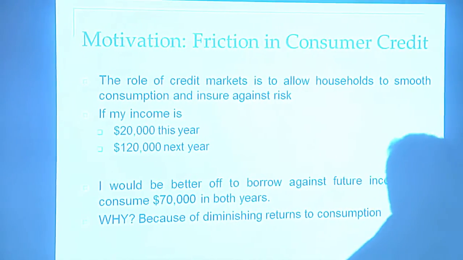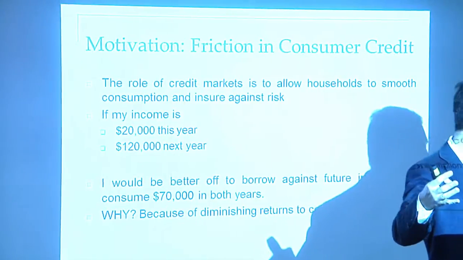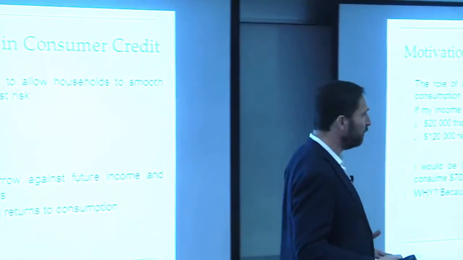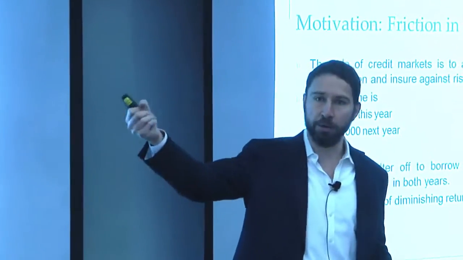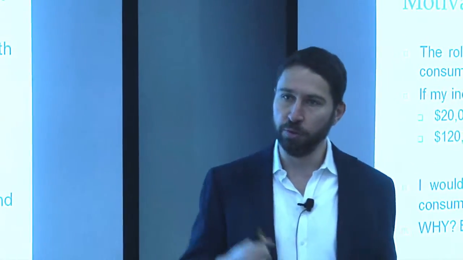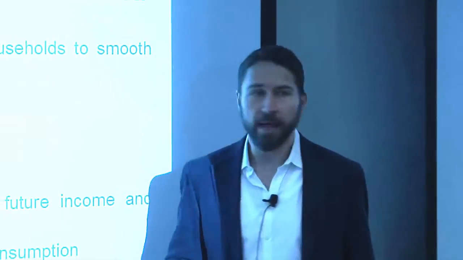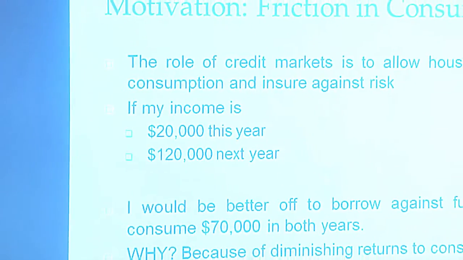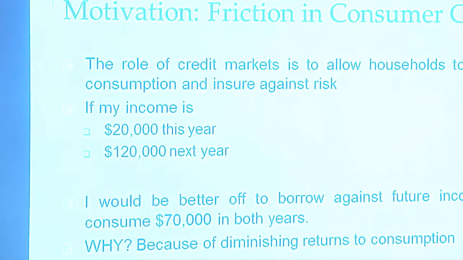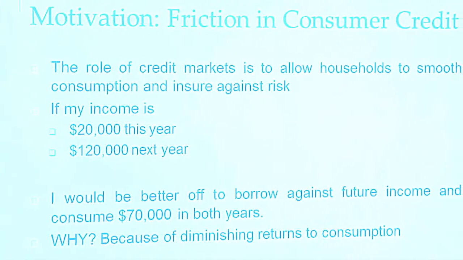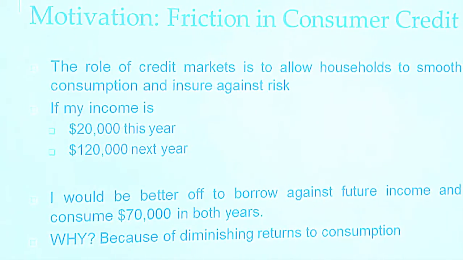If I have a lot of income coming in the future and not very much income today, I'd be better off if I could borrow against some of that income and smooth towards today. So if I was going to earn $20,000 this year, and I knew I was going to get a good job next year and earn $120,000, I'd be better off if I could borrow against that future income and consume half-half in each year.